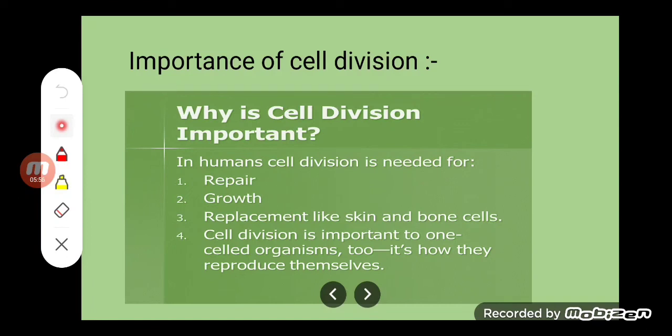Then third, replacement, like skin and bone cells. All worn out cells or old cells are replaced by new cells by the process of cell division. And cell division is important to one-celled organisms, as we have already discussed. In unicellular organisms, they will grow in size and they will divide too, and that is how they reproduce themselves. So these are a few of the importance of cell division, and it is also helpful in reproduction.